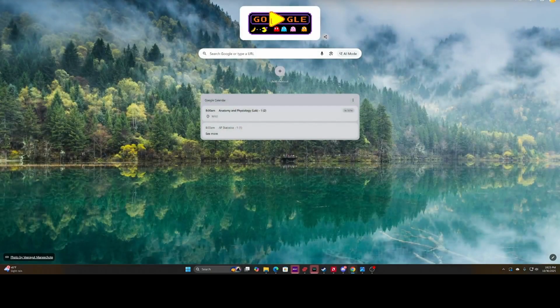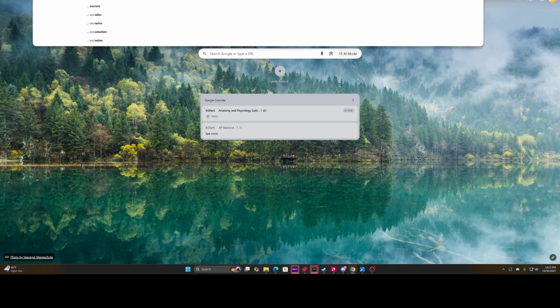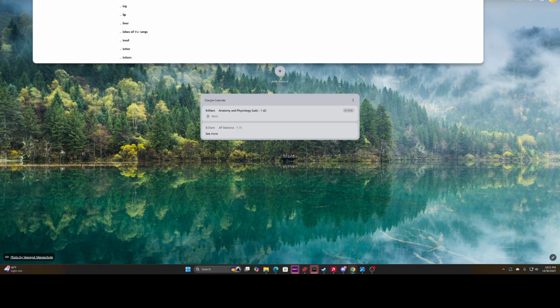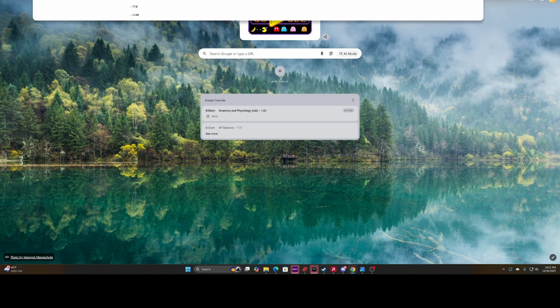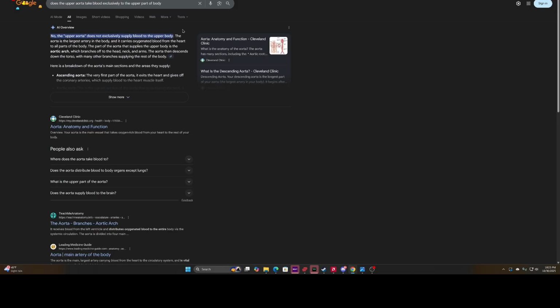I can also check too. Does the upper aorta take blood exclusively to the upper body? Because I might, but I don't know if it does. It doesn't exclusively. Okay. It's just all parts of the body, but yeah, the aortic arch, that's what I mean.